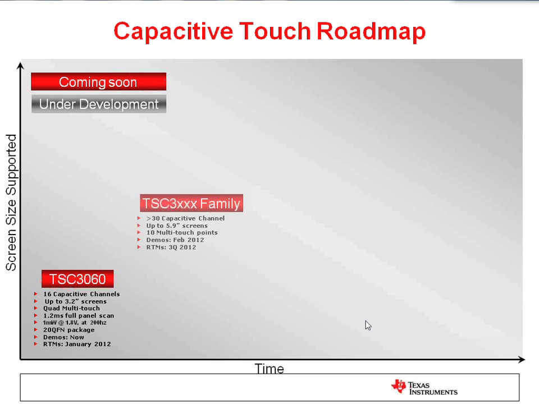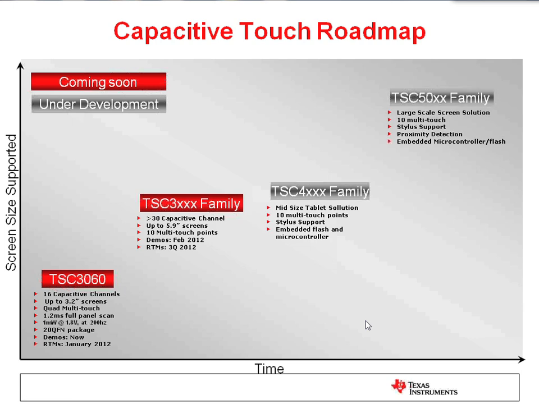In terms of our product line, here is what we can show you. Releasing in January, we'll have the TSC 3060, and this is a 16 capacitive channel device that's really suitable for up to 3.2-inch screens. It can detect up to 4 touches with a 1.2 millisecond full panel scan. It'll be coming in a QFN package, and we do have some demos available right now.